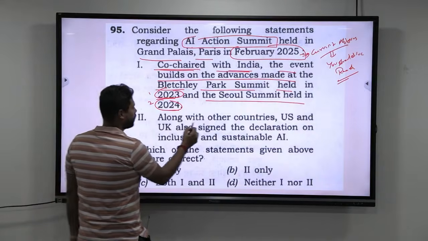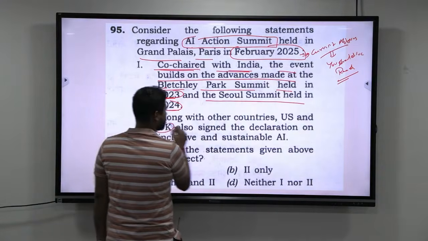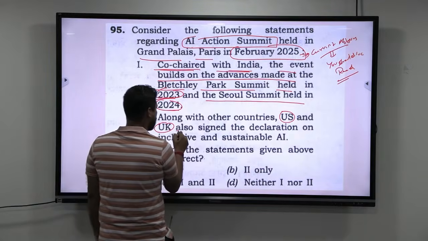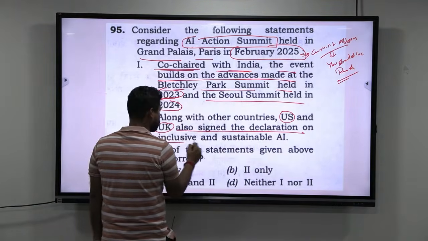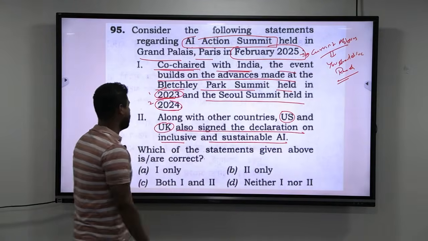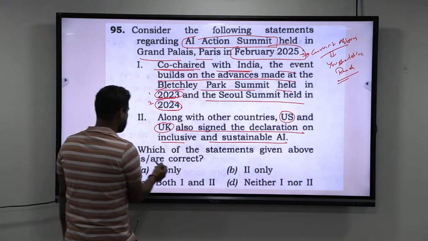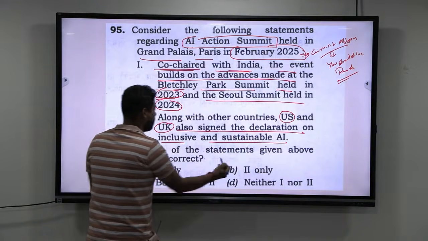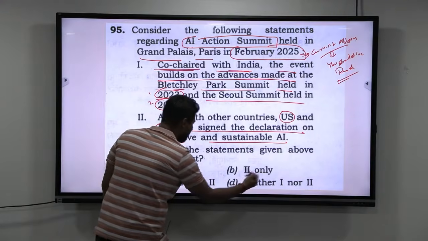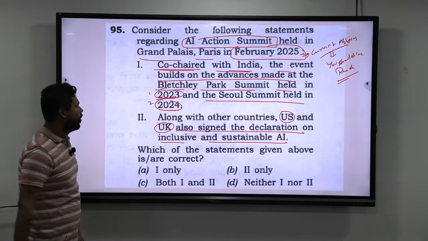Next, along with the other countries, US and UK also signed the declaration on inclusive and sustainable AI. Which of the statements given above is or are correct? A, 1 only, B, 2 only, C, both 1 and 2, D, neither 1 nor 2. Now, look at this.